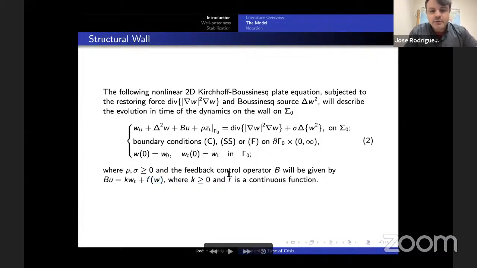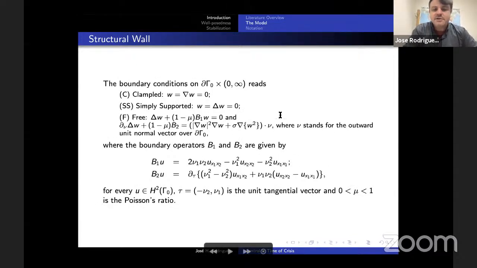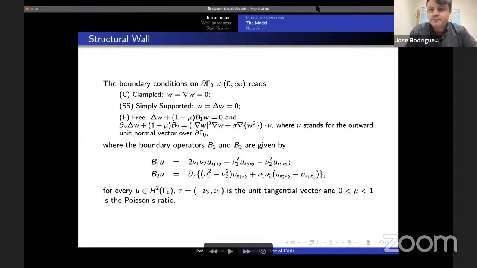We also consider the three most common boundary conditions for the plate, which are clamped, simply supported, or free boundary conditions. Obviously, from an engineering point of view, free boundary conditions are more interesting. It is the most interesting type of boundary conditions.